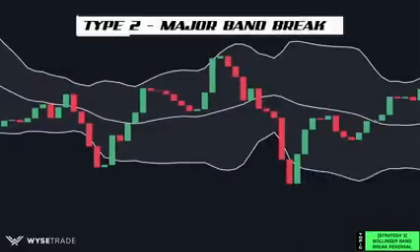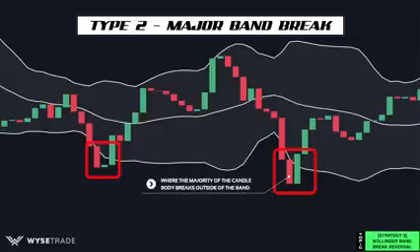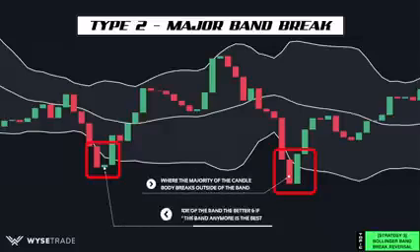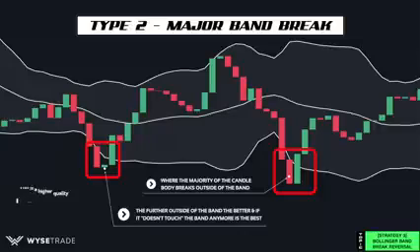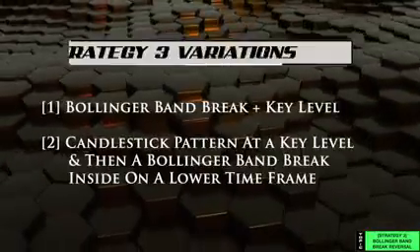Type 2 is where the candle breaks, but the majority of the candle body is outside of the band. The further outside of the band it is, the better. And evidently, if the body is completely outside and doesn't touch the band at all anymore, that is the best. Type 2 is a high quality Bollinger Band break, as it represents a very overbought or oversold region.